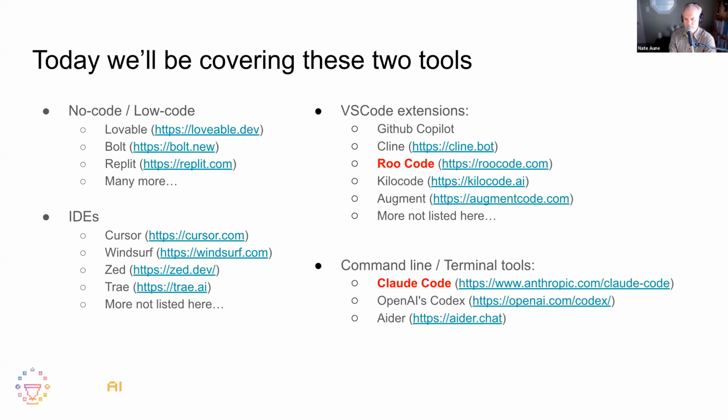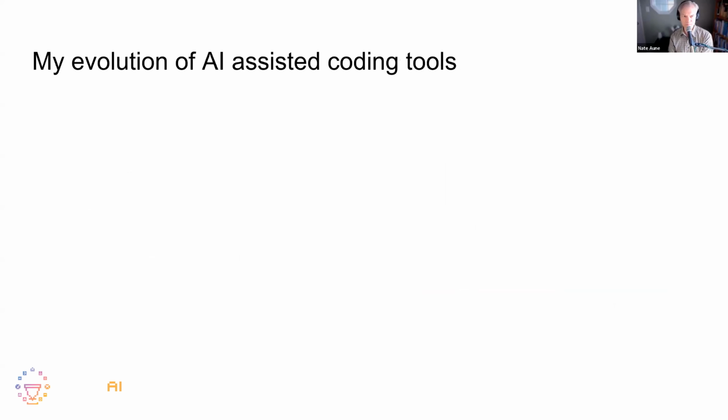So today we're going to be talking about these two, the ones in red, Roo Code and Claude Code. Obviously not going to have time to talk about all of them, but those are the two that I have the most experience with. Mostly Roo Code, which I've been using for the last couple months. Claude Code, not as much experience, but I'm really liking what I'm seeing so far.